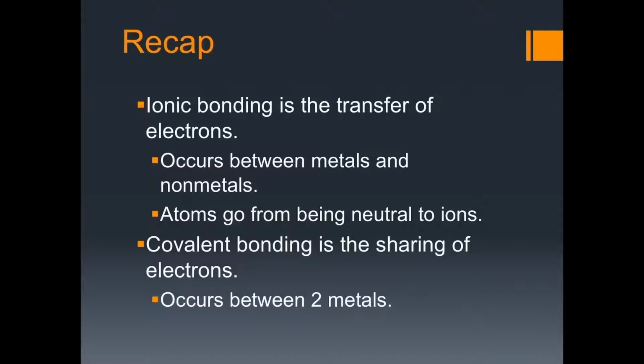So let's do some recap. Ionic bonding is the transfer of electrons. It occurs between metals and nonmetals, and atoms go from being neutral to ions. They go from not having a charge to having a charge. Covalent bonding, this is the sharing of electrons, and it happens between two nonmetals. So no atom is giving up electrons. In reality, they're both gaining because they're sharing any unpaired or even paired electrons that they have. So this ends the lesson for today, and I hope you have a great day.